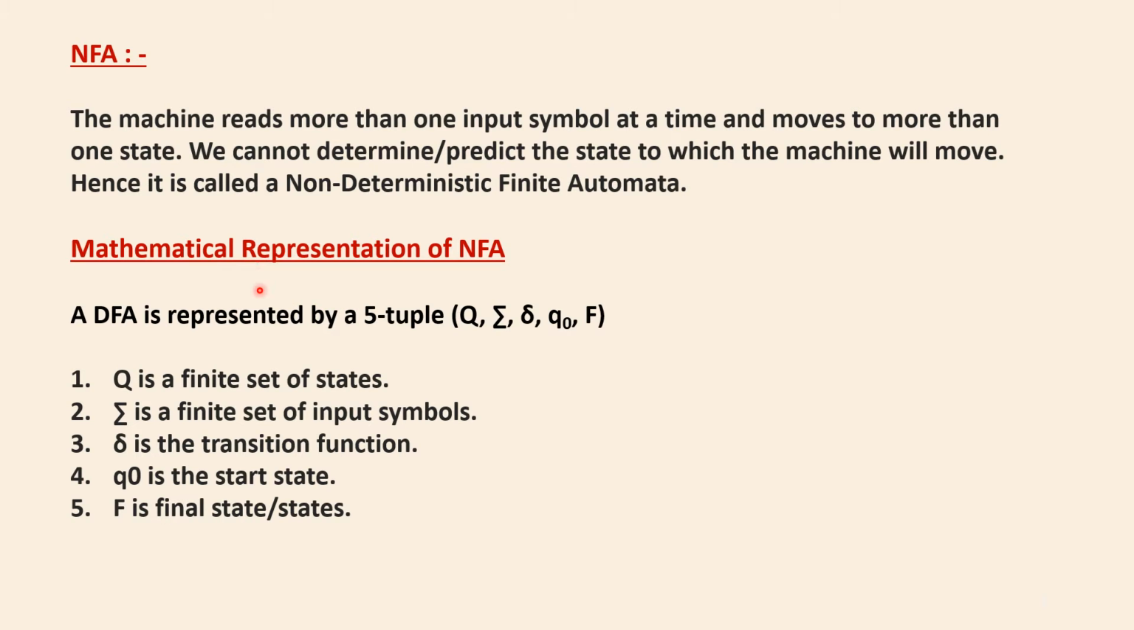The mathematical representation is given in a 5-tuple format. We have Q, sigma, delta, Q naught and F. Q is all the states we have in the NFA. Sigma is the alphabet which represents the input symbols. Delta represents the transitions. Q naught represents the start state and F can represent the final state or n number of states. Here also we will be having only one start state. We can have one or more than one final states.